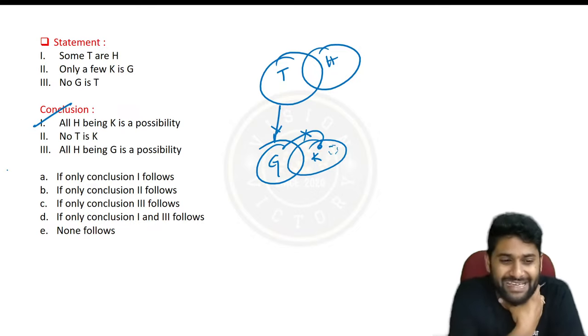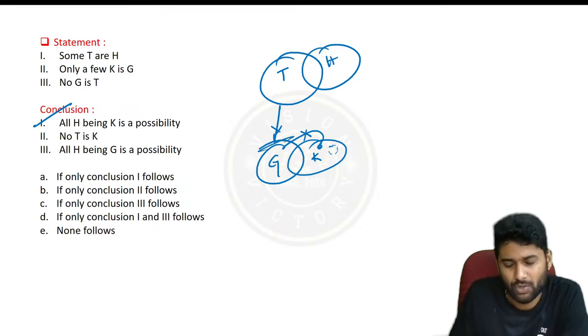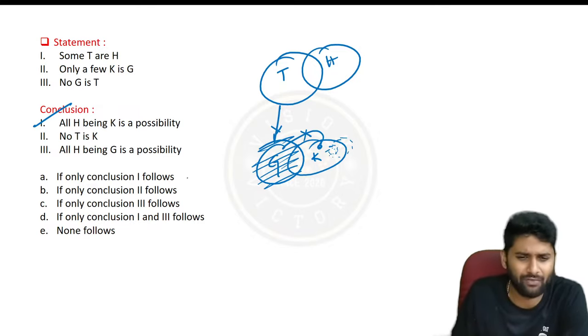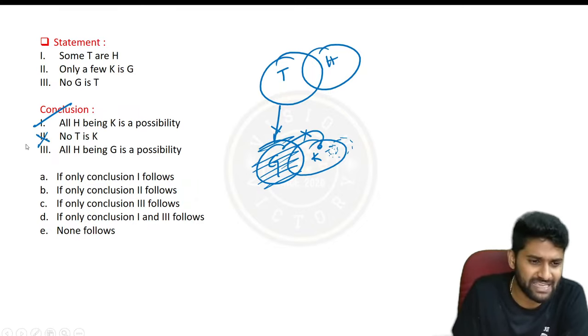No T is K. But still we can assume, guys. Why? Because you cannot assume those reasons, but I can assume some K can be a T, all T can be a K. So we have a possibility. That's why no T is K is invalid.